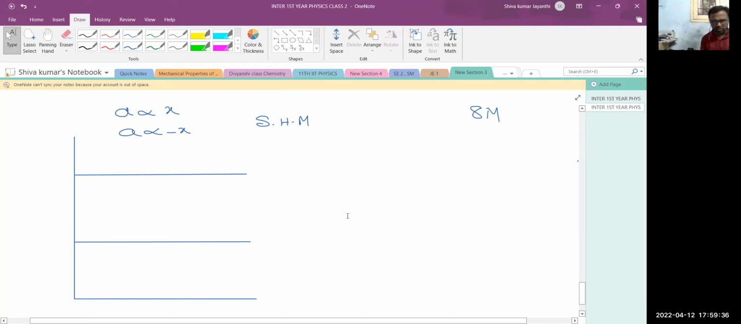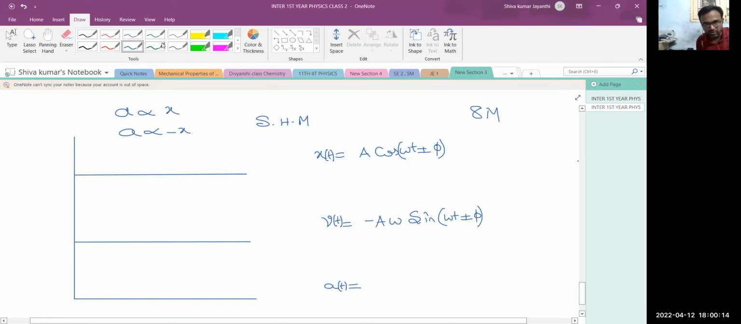So we are going to now plot the graphs. Graphs means x, velocity and acceleration as function of omega t. I will call this x of t because it's a function of time. What is x of t? We have taken a cos omega t plus or minus 5. Similarly, velocity is minus a omega sine omega t plus or minus 5. Then acceleration was minus a omega square cos omega t plus or minus 5.